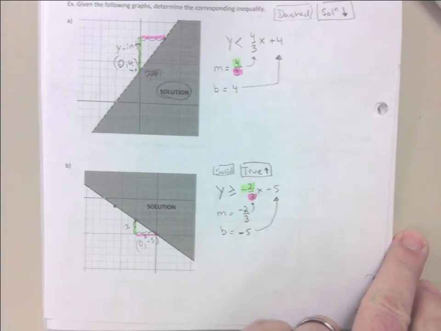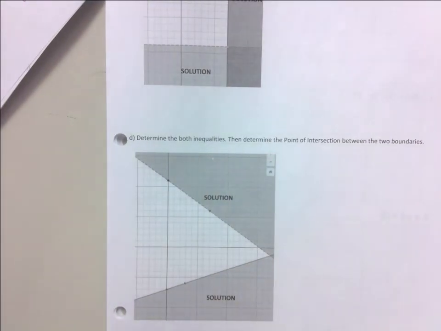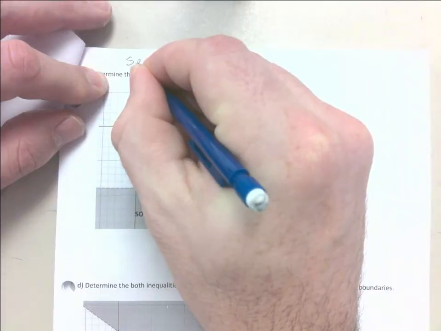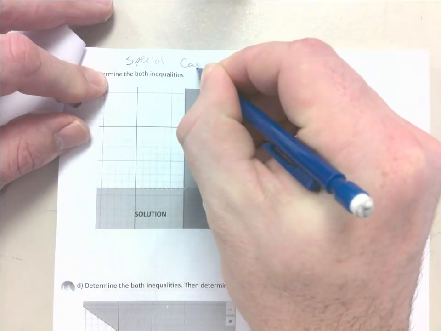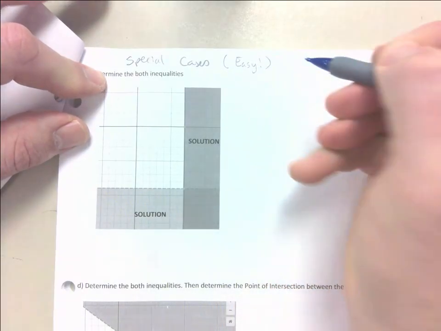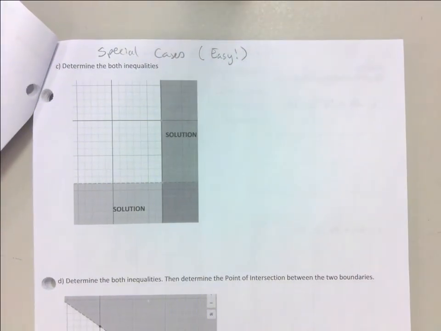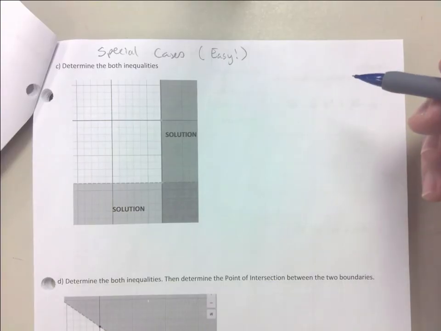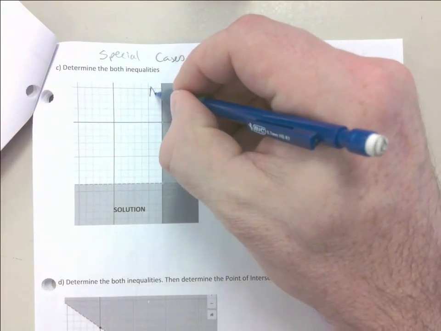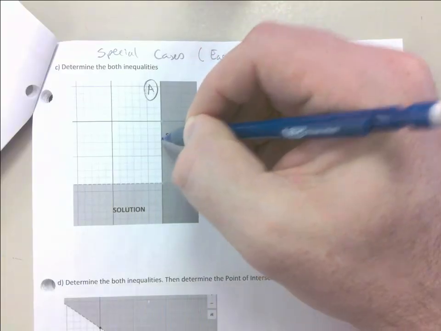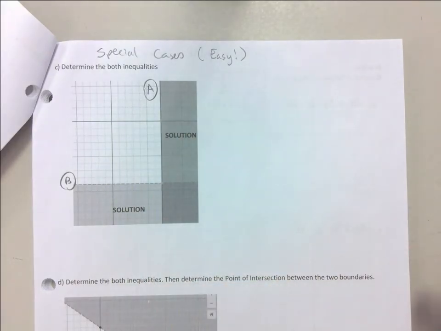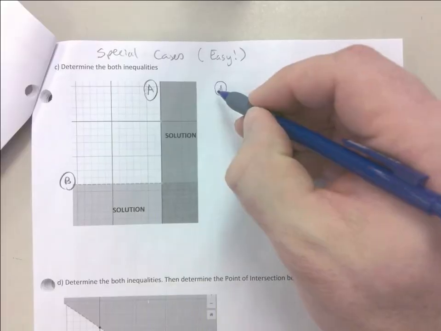Let's go over 22. These are special cases. They're easy. Well, I should be careful what I say. Easy for you, Mr. Dirksen, right? I don't think so. What I do is when I have multiple lines, I label them. I call this inequality A, and I will call this inequality B, so I distinguish between them.